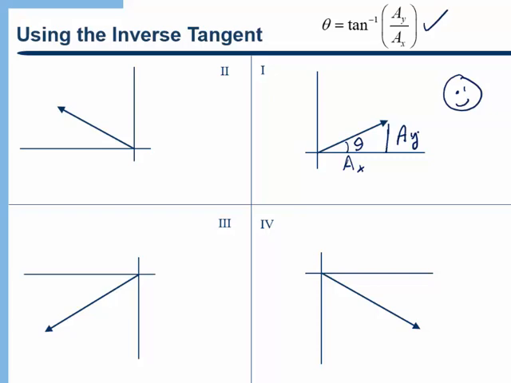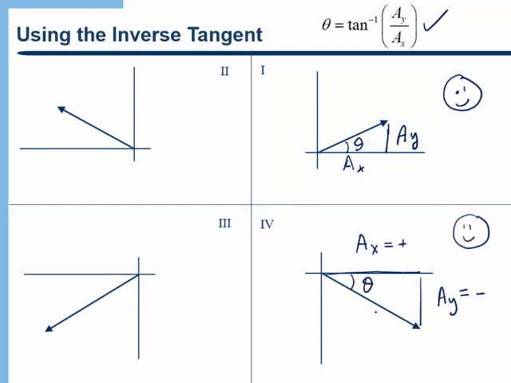Now, if I'm in quadrant 4, it also works correctly. So if I put in AX, you'll notice that AX is still a positive component. AY is now negative. But if you plug that in, you will actually get this angle no problem, because we saw that inverse tangent can give an angle as small as negative 90 degrees. Well, that covers quadrant 4.